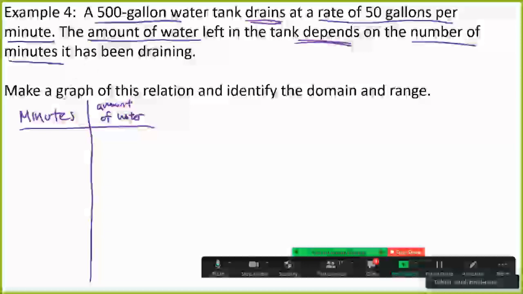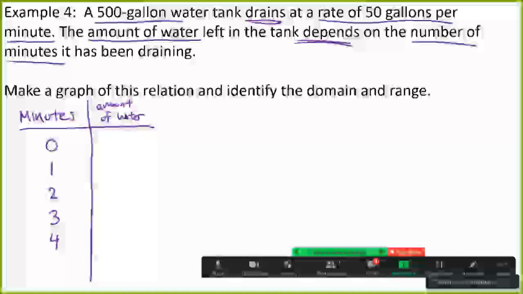Number of minutes draining. So let's start like this. I'm going to put a 1 here. 1 minute drained, 2 minutes drained, 3 minutes drained. And then we'll try to figure out how much water is left in the tank after all these minutes. And here's something else that's not very obvious, but on my table I'm going to put a 0 minutes draining. 0 minutes draining means right before it started, right? When the tank is full.